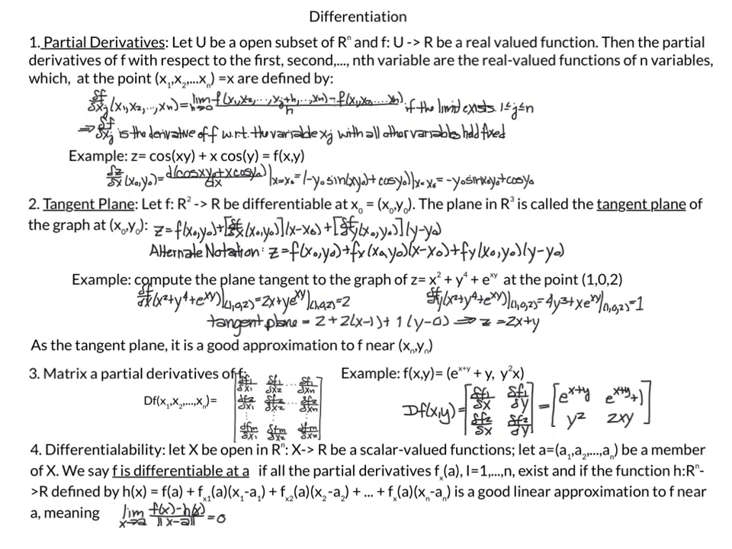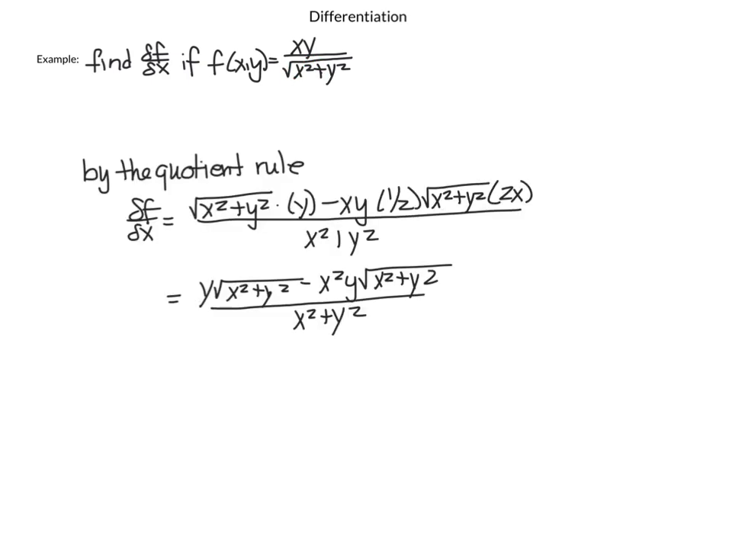Now that we've gone through all of our material, we'll look at some extra problems. The first problem is to find the derivative of the function with respect to x when f of xy is equal to xy over the square root of x squared plus y squared.